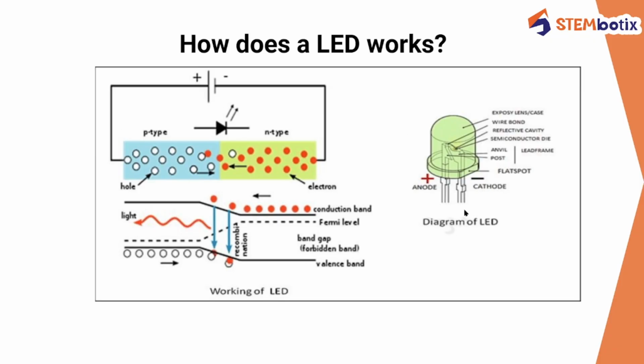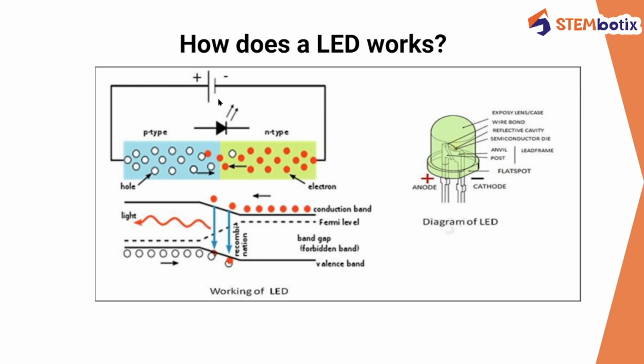So this is a pictorial representation of the working of LEDs. This is how your LED looks like. This is your transparent cover. These are two electrodes, one is the anode and the other one is the cathode. This is the anvil post, and this is the semiconductor die. This is the p-type region, this is the n-type region.